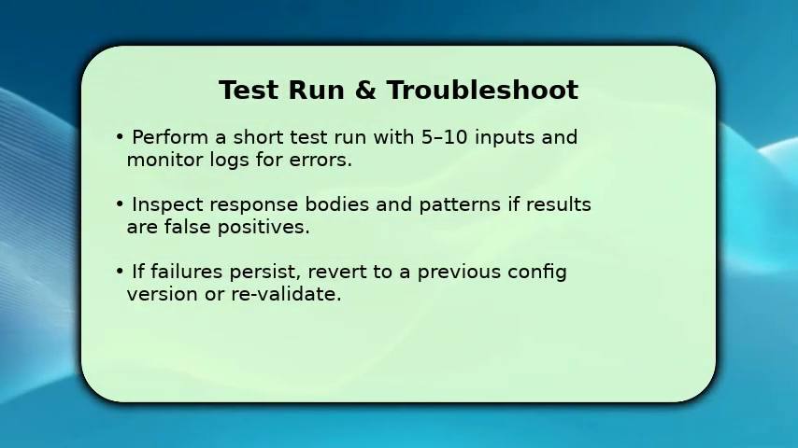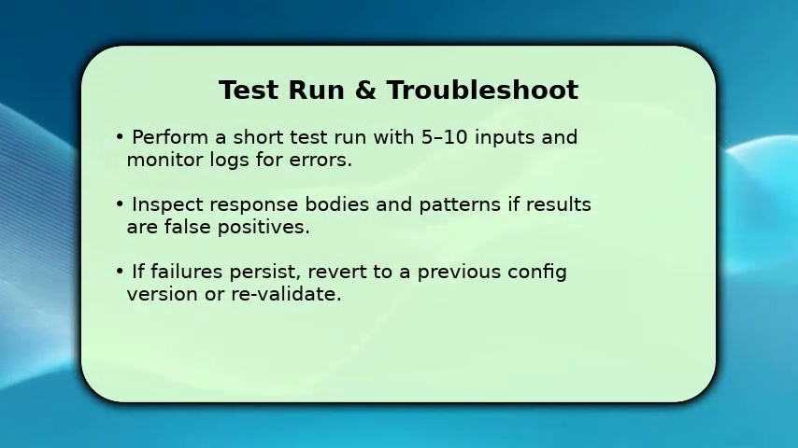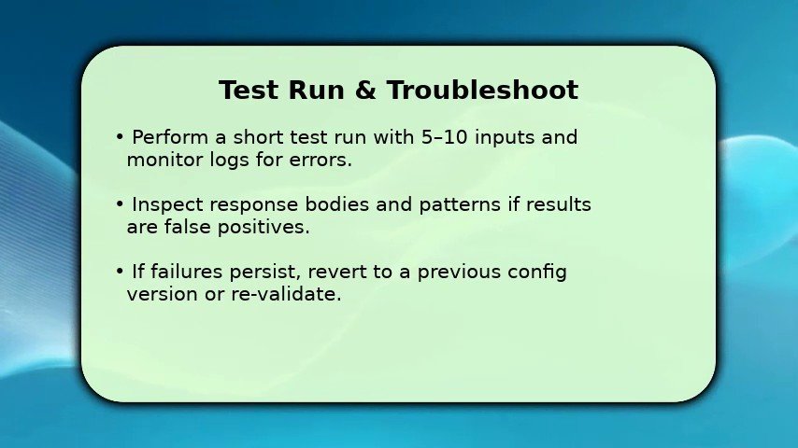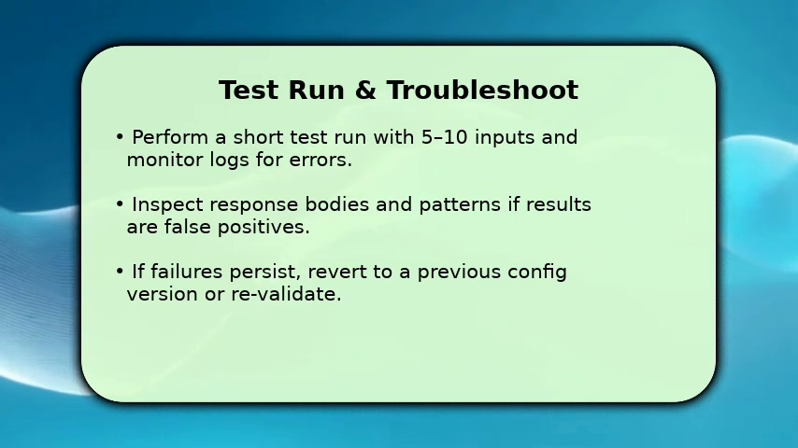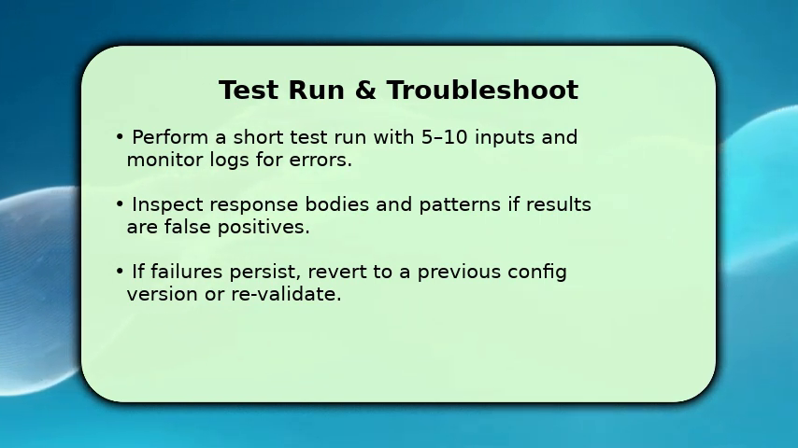You're ready to test. Run a short batch of 5 to 10 inputs and watch the log and request/response details closely. If you see false positives or unexpected outcomes, inspect the response bodies and adjust rejects, success conditions, or sequence steps accordingly. Make sure to try toggling proxy types and reducing concurrency.